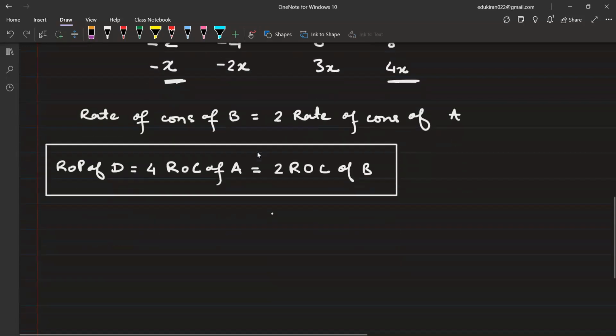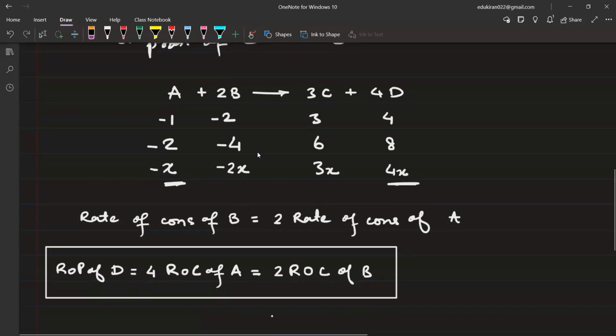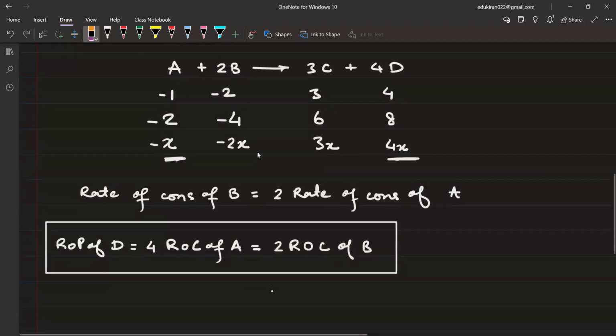Okay. Now from here, please see. देखिए. The rate of disappearance of A is four times the rate of consumption of B. ठीक है, चलिए. Now, if I want to write it like this, then see the rate of production of B, it is not having any stoichiometric coefficient. ठीक है, यहाँ पे, and B is having 4 here.